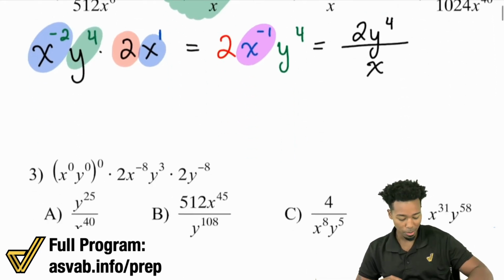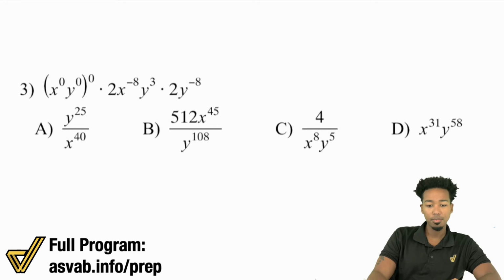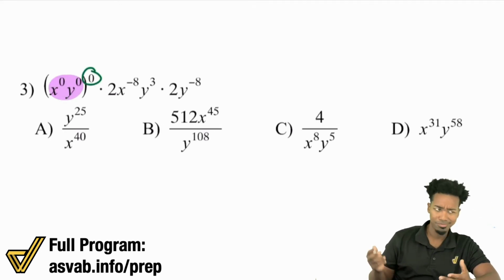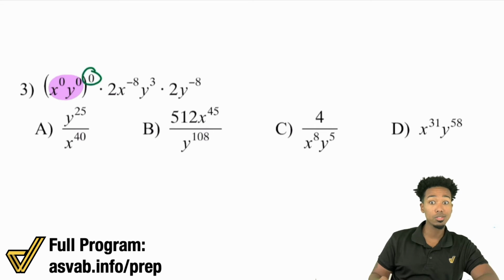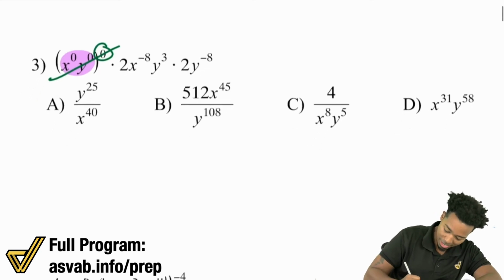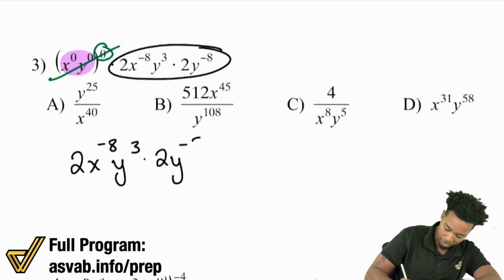Let's go ahead and try out number 3 here. Number 3, we have a lot going on here. But the first thing that I noticed, everybody, is this. The first thing I noticed is that, hey, we have all of this to the power of 0. Anything to the power of 0 is 1. So goodbye. Anything to the power of 0 is 1. So what we really have, my party people, is this. Everything that's left over. 2x to the power of negative 8 y cubed times 2y to the negative 8.